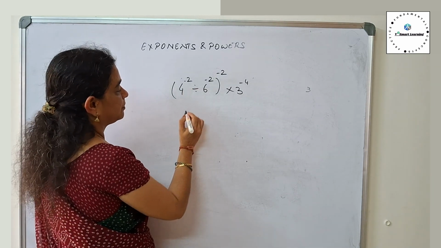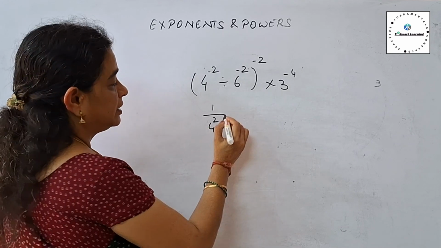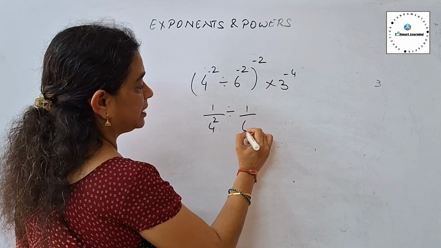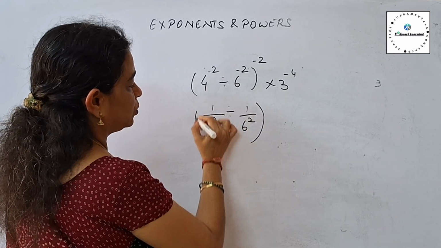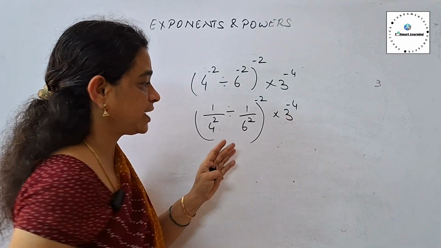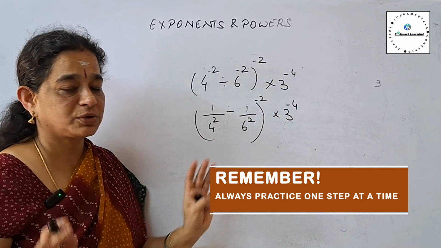So 4 to the power of minus 2 is 1 by 4 power 2, divided by 6 power minus 2, which is 1 by 6 power 2, whole to the power of minus 2, into 3 power minus 4. Did you see I am doing only one step at a time? I am not doing everything together.